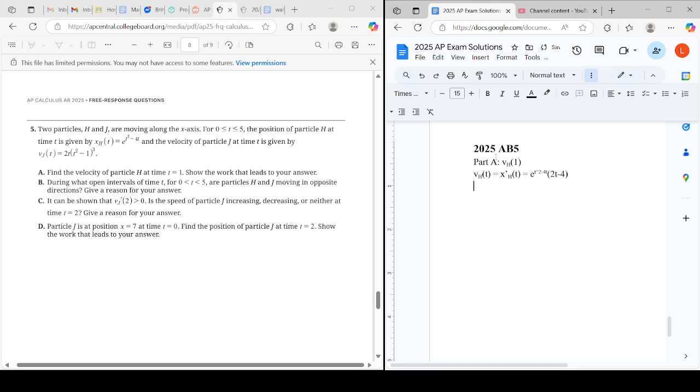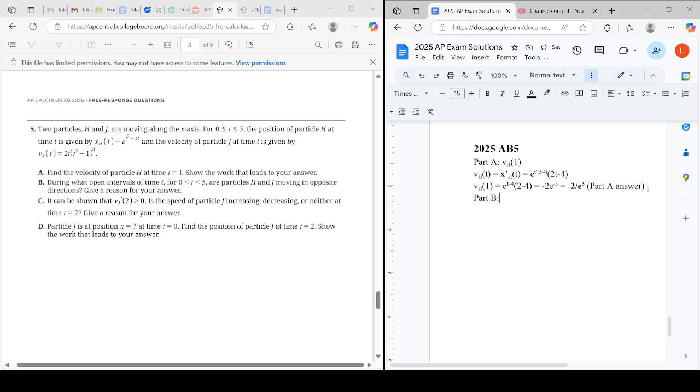And then when we plug in 1, this becomes v sub h of 1 equals e to the 1 minus 4 times 2 minus 4 equals negative 2 e to the negative 3, or negative 2 over e cubed. And this is answer part A. Very straightforward. And I'm assuming they'll give you 1 point for stating the relationship and 1 point for the answer.